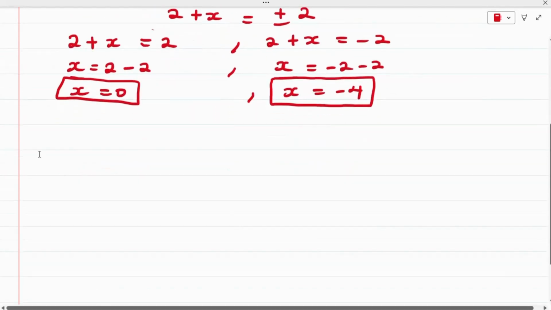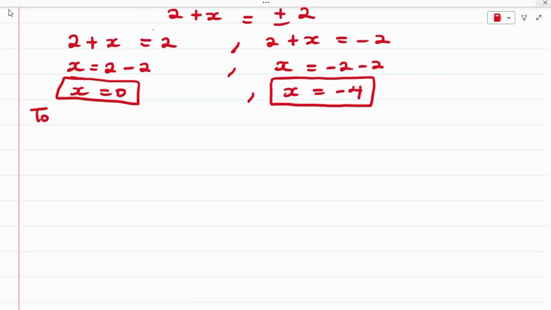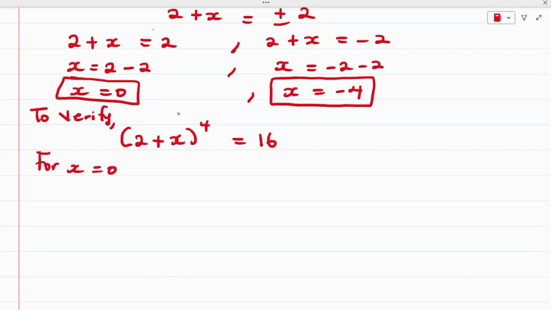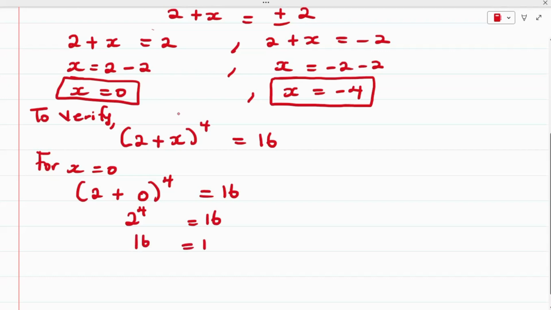So we want to simply verify to show that this is actually correct. To verify, we have the expression given as (2 + x)^4 = 16. For x = 0, we have (2 + 0)^4 = 16. So we have 2^4 = 16, and 2^4 is 16, which equals 16. So the left hand side is equal to the right hand side. We have done verifying for x = 0.